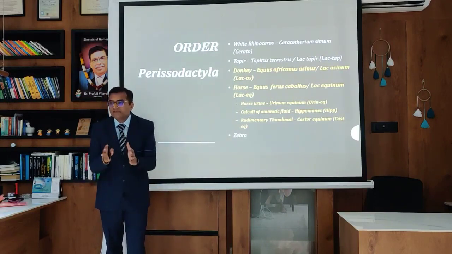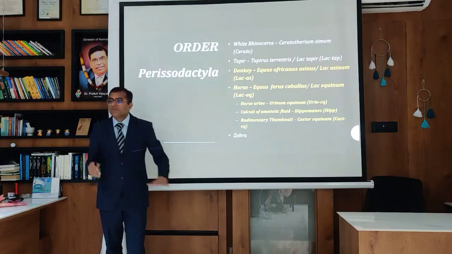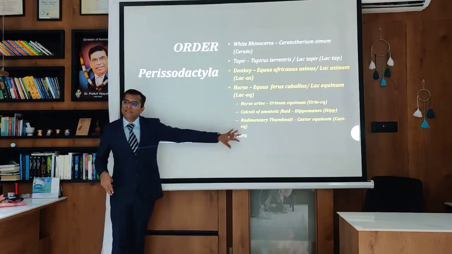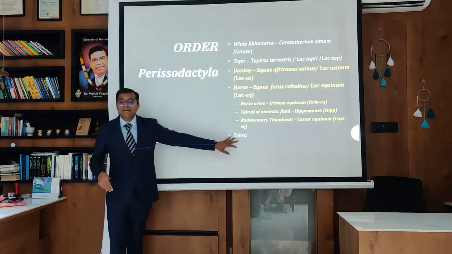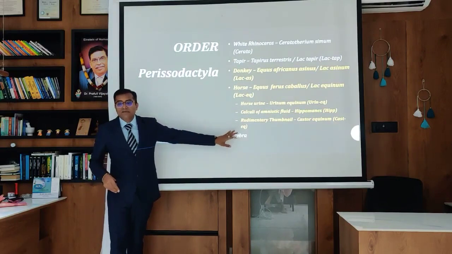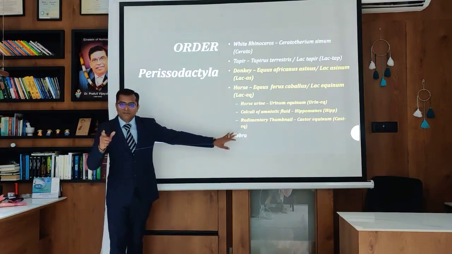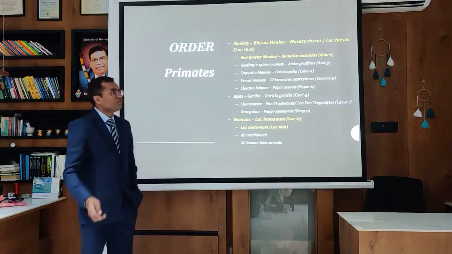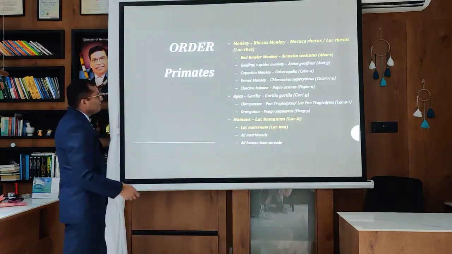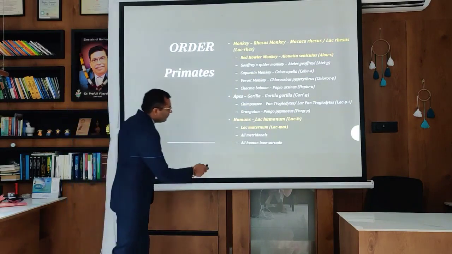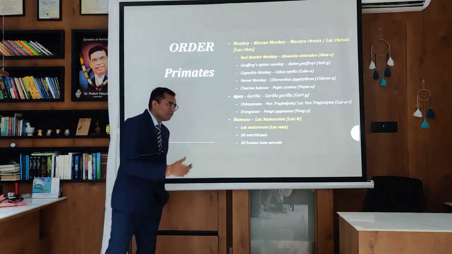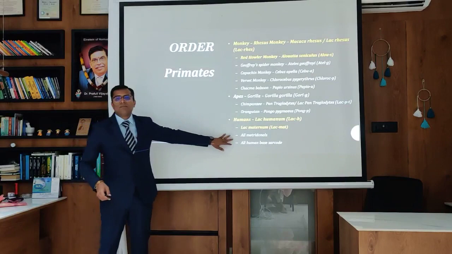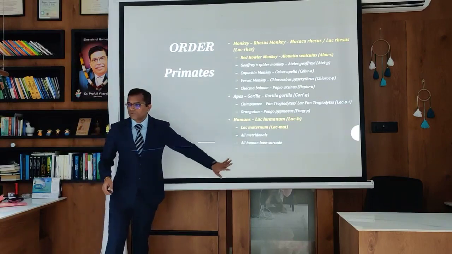We have to understand this, very easy, because mammal has the connection with the mammary gland. So lac remedy, lac castor equinum is the remedy for the cracked nipple. Very easy to remember. Okay, primates we have a monkey. From monkey we have lac rhesus, and from human milk we have lac humanum and lac maternum. These are the same. They bear the same characteristic of the process.